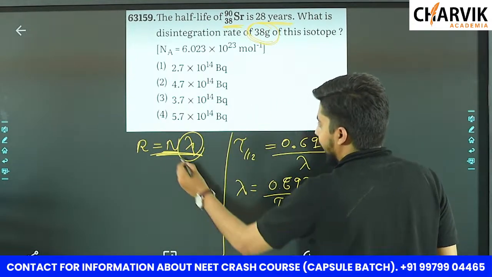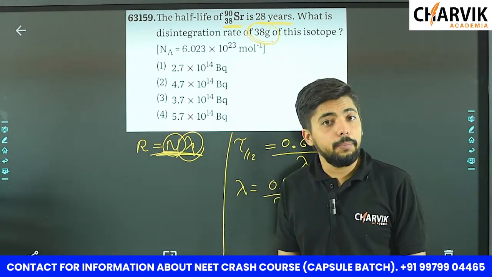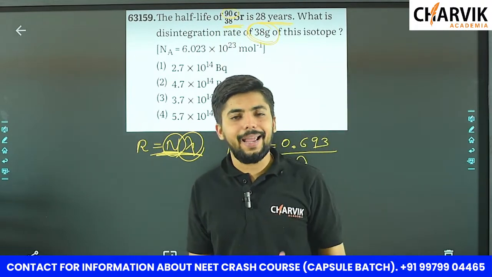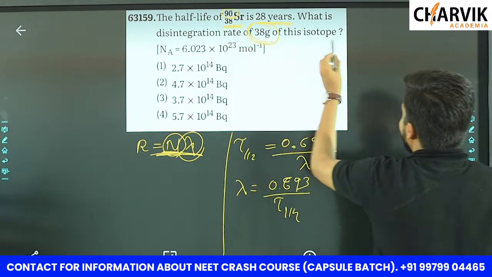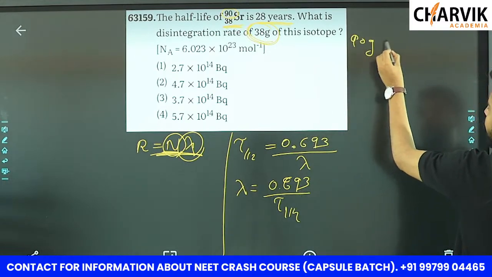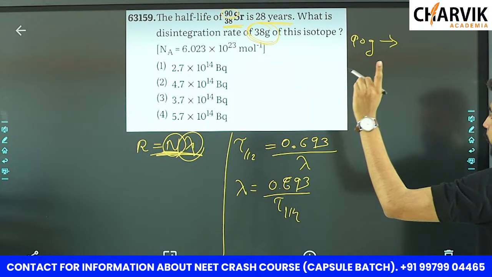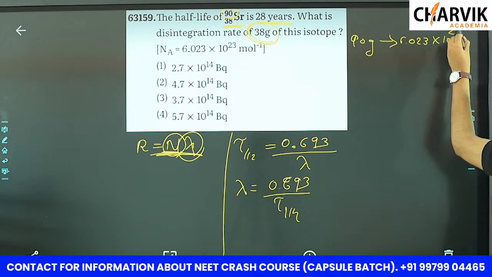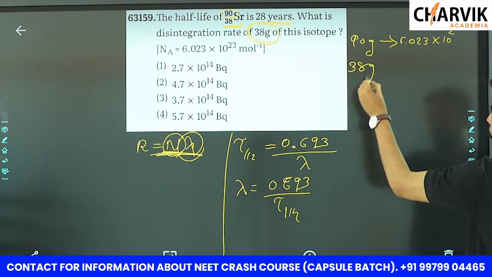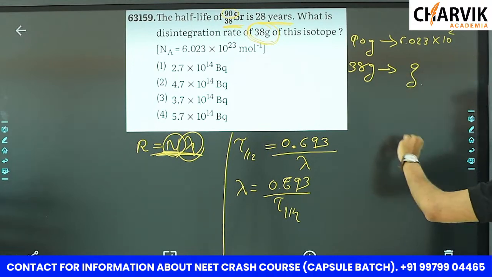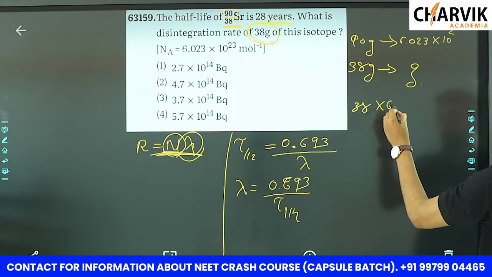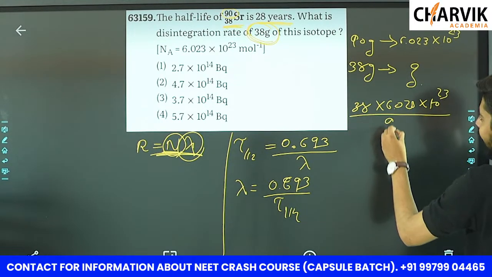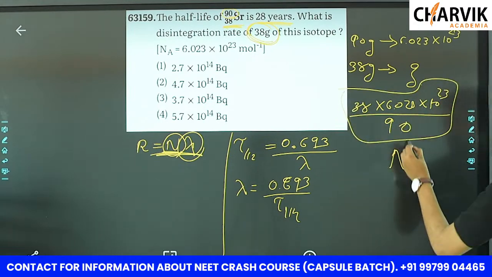And what about N? N is the number of atoms. How will you find the number of atoms? The atomic mass of Sr is 90. Because you have studied physics and chemistry very well, you are aware that in 90 gram there will be N equals 6.023 into 10 raised to 23 atoms. So for 38 gram, the number of atoms becomes 38 into 6.023 into 10 raised to 23 divided by 90. This is the value of N.